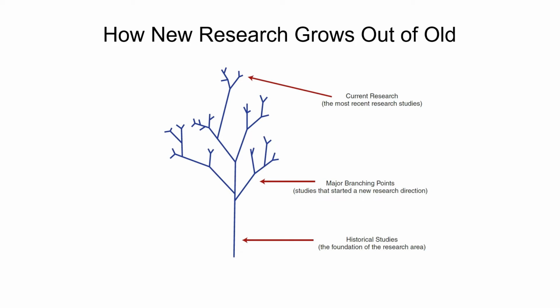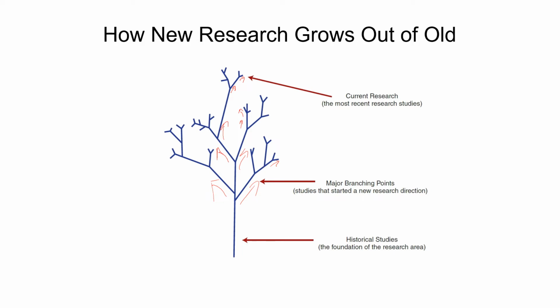So how does research grow out of old? New research grows out of old by starting with these main foundation historical studies here. Then you're going to get major branches off from that. Depending on how early in that specific theory you are, the branches might be more and more specific. From the major branches, you get down to more specific, and then finally, you get more specific to what your current research is.